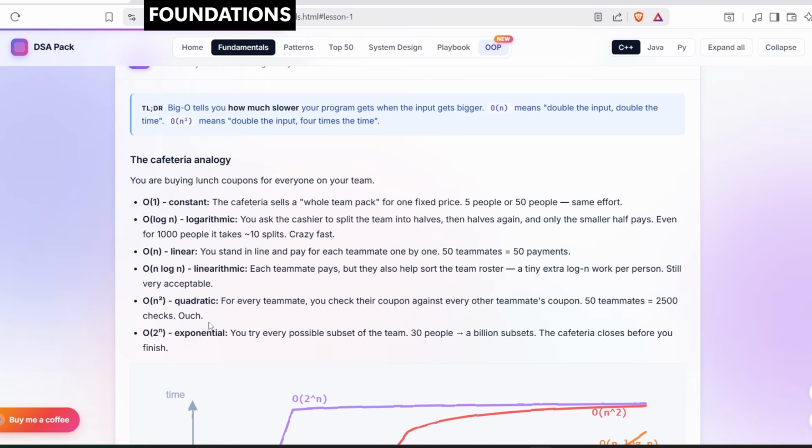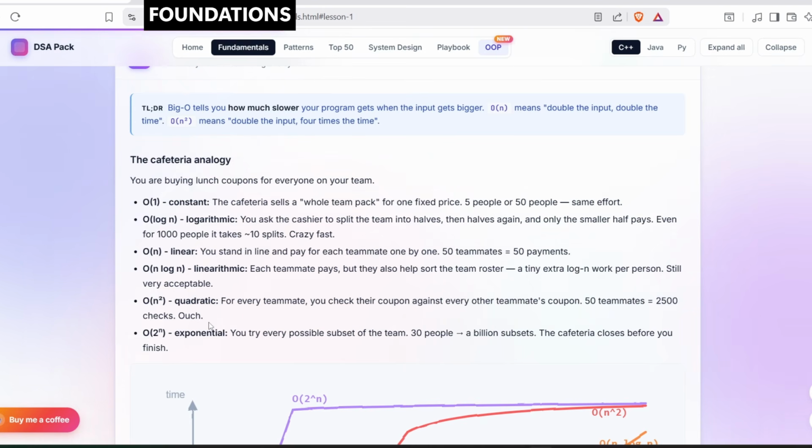5 people or 50 people, same effort. O of log n, logarithmic. You ask the cashier to split the team into halves, then halves again, and only the smaller half pays. Even for 1,000 people, it takes 10 splits, crazy fast.